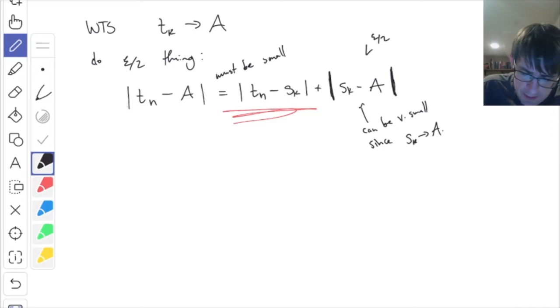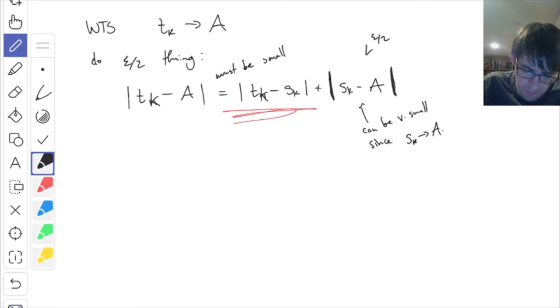Tn and S, why did I put K's? I meant N here, or maybe I meant K everywhere. I'm always saying, I meant to say K's. You can call them whatever you want. You should be consistent though. N's or K's, whatever. Tk minus Sk, what does that look like?